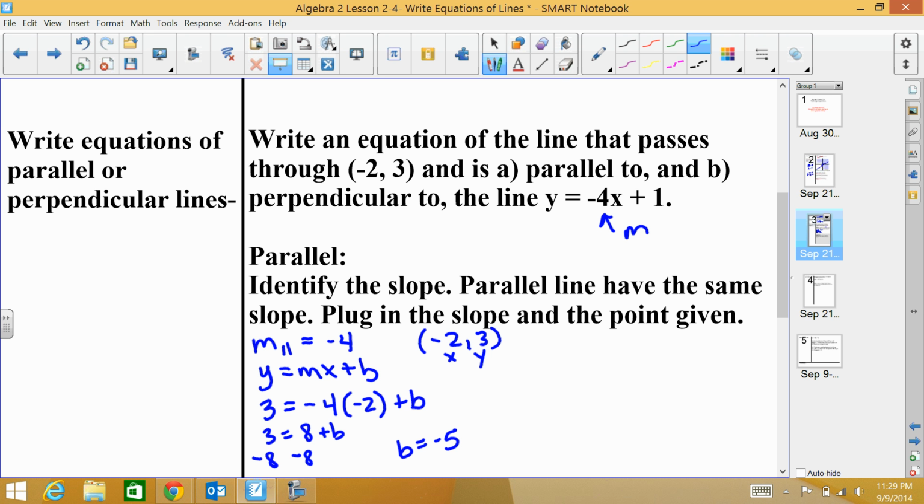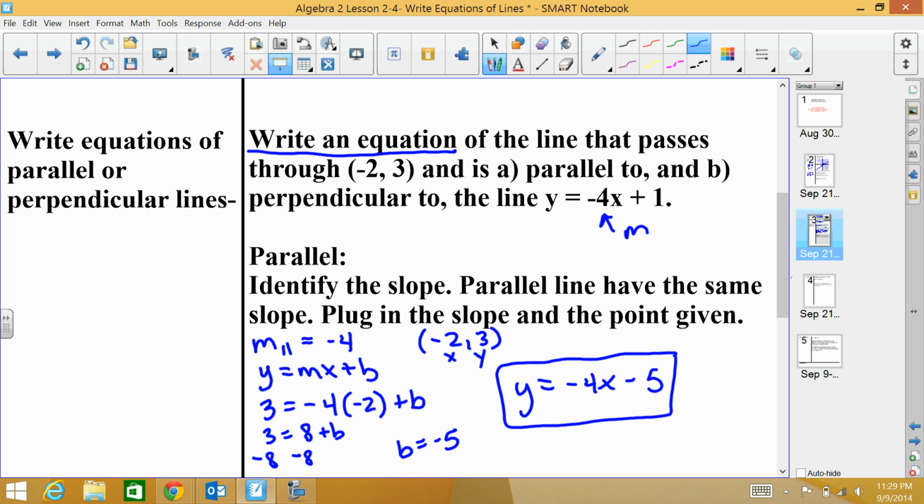Now, I have to go back and rewrite my equation because that's what they're asking me to do in the first place. So my equation, if I follow the form y equals mx plus b, I would write y equals m, which in this case is -4, x plus b, which is -5. So this is my answer. And what that says is this line is parallel to y equals -4x plus 1, and that's true because they have the same slope. But this line goes through the point -2, 3. So that's the way that I like to do it.